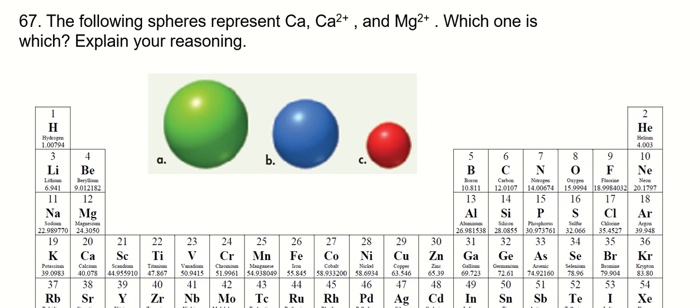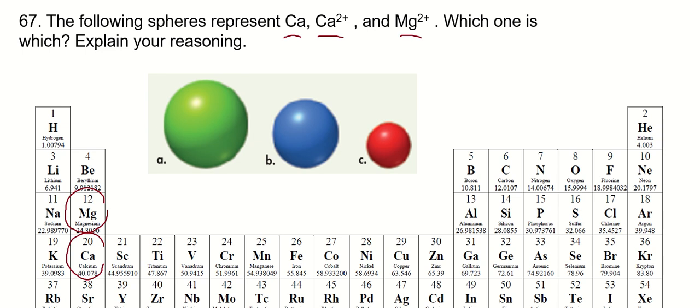We're given three spheres and we're asked to figure out which one of them is the calcium neutral atom, the calcium 2 positive cation, and the magnesium 2 positive cation. So let's take a look at where they are on the periodic table. Calcium's number 20 right there, and magnesium is right over there.